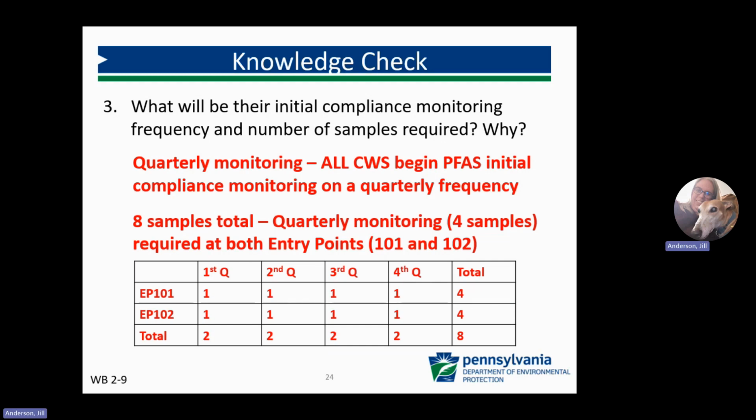This is because they'll be doing quarterly monitoring and collecting samples each of 4 quarters, required at both of their entry points 101 and 102. So 4 quarterly samples per year times 2 entry points is 8 samples total. So now that we have their initial compliance monitoring figured out, let's take a look at their monitoring results.